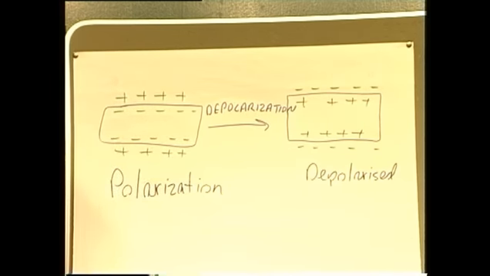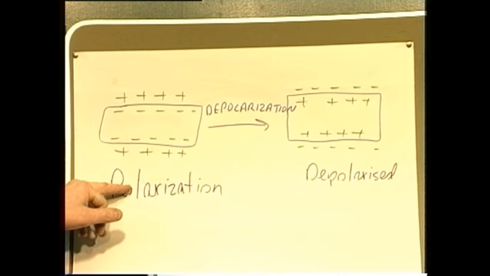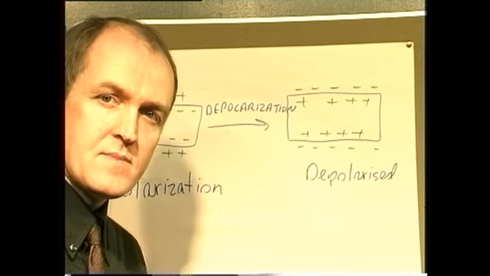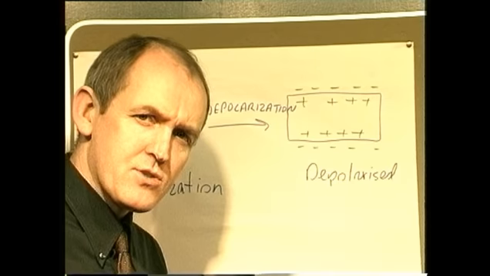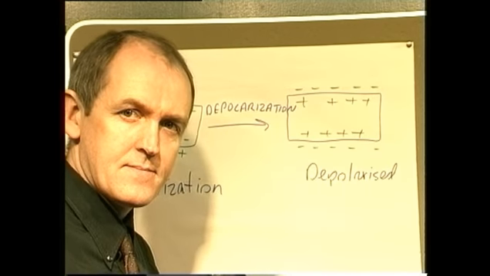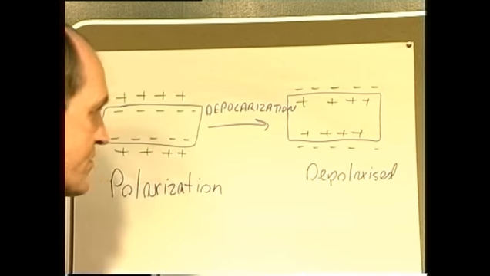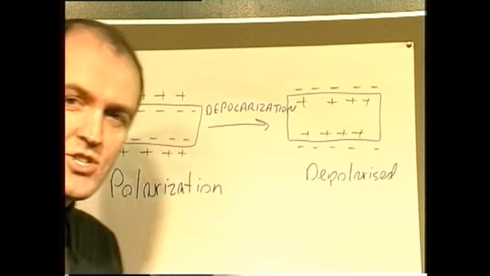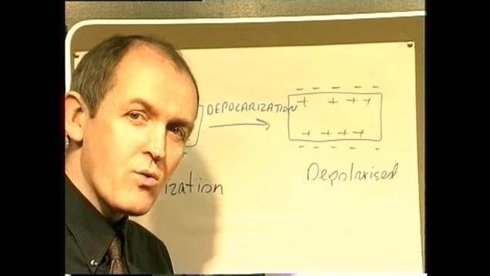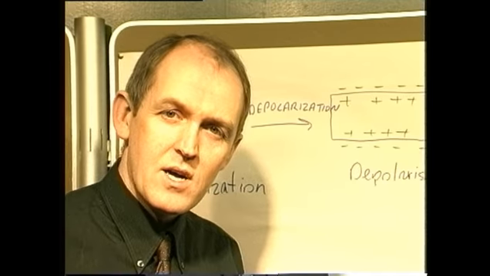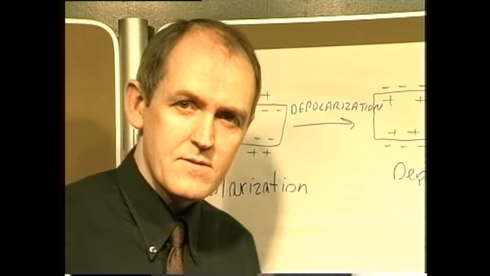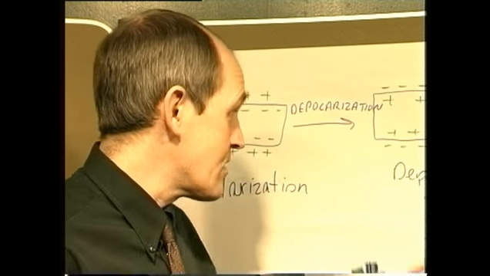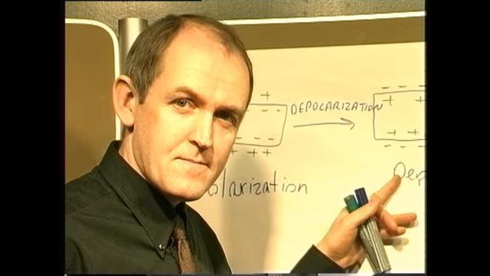So depolarization changes the polarized cell to a state where it's depolarized. And that act of changing the polarity causes the muscle cell to contract. Now we've said that it's the change from the cell being polarised to being depolarised which stimulates contraction. Okay, that's fair enough. But can you see the cell is now depolarised because it's contracted?